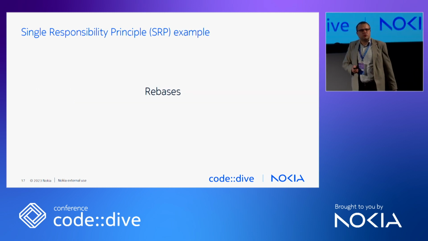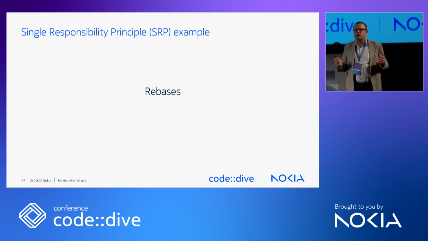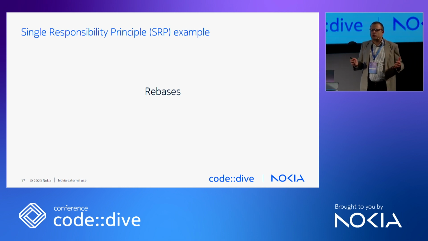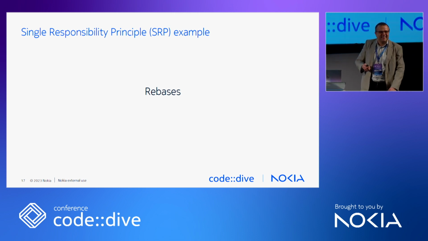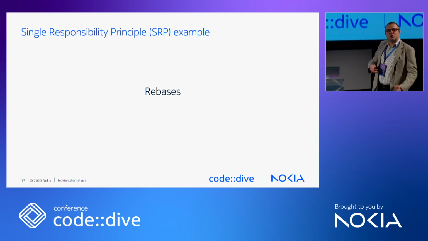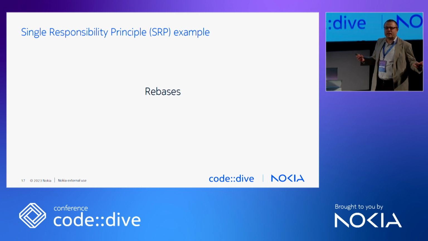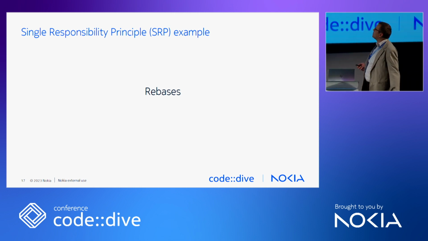Perhaps some examples. How many of you like rebases? Those complicated ones with a lot of conflicts. No, oh, there's one person. Well, we are different and it's okay. But most of you don't like them. I start liking you because we are the same. I don't like them either.